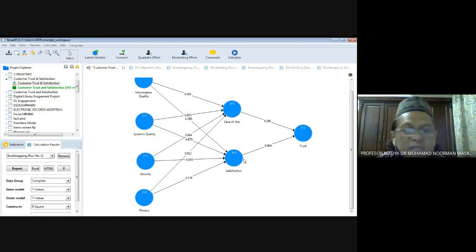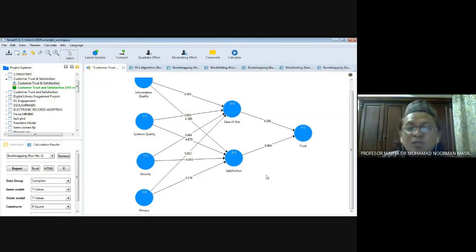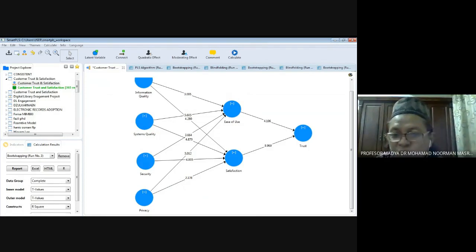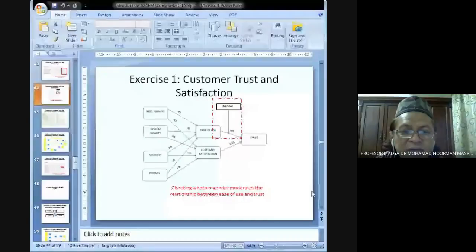Okay, can you see slide number 44? Now assuming there is a moderator. If you look at slide number 44, I'm going to show the slide, because I'm worried some of you are not opening the slide, so you cannot understand what I'm trying to say. Okay, can you see my slide now? Can you all see, everyone?